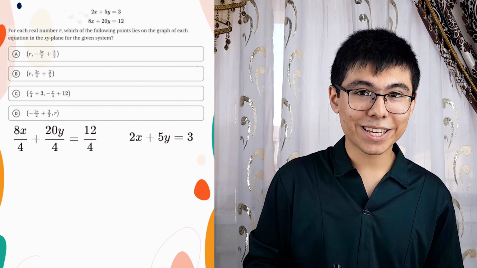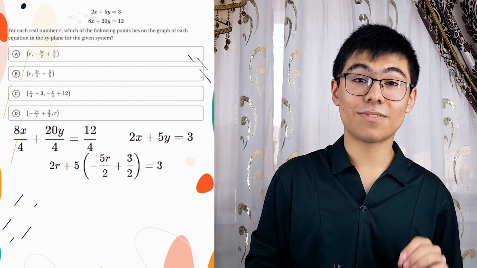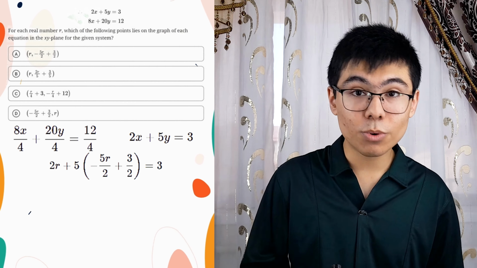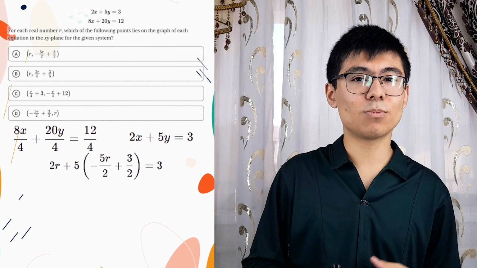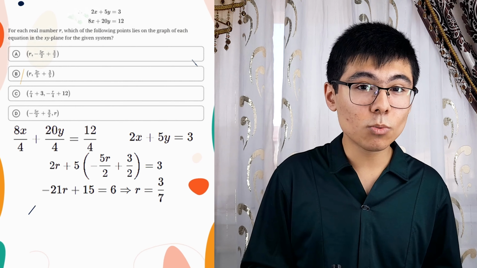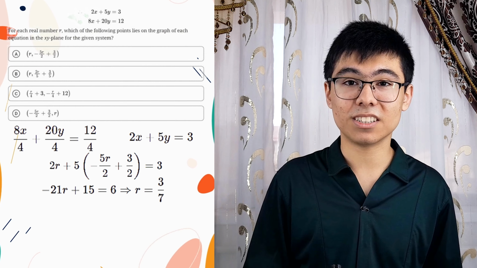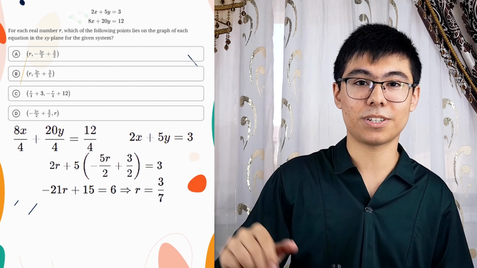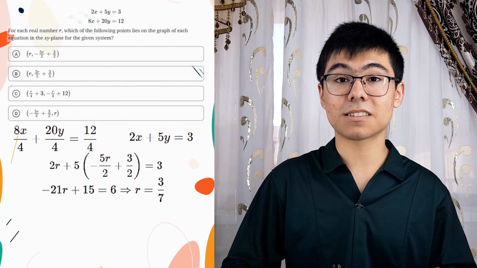So let's plug it in. 2r plus 5 multiplied by minus 5r divided by 2 plus 3 over 2, and that equals 3. It starts to get messy. Simplifying this expression, we end up with minus 21r plus 15 equals 6. So r is 3 over 7. But you're not done. We still have 3 options left. Let's see if any of these choices can prove themselves better.